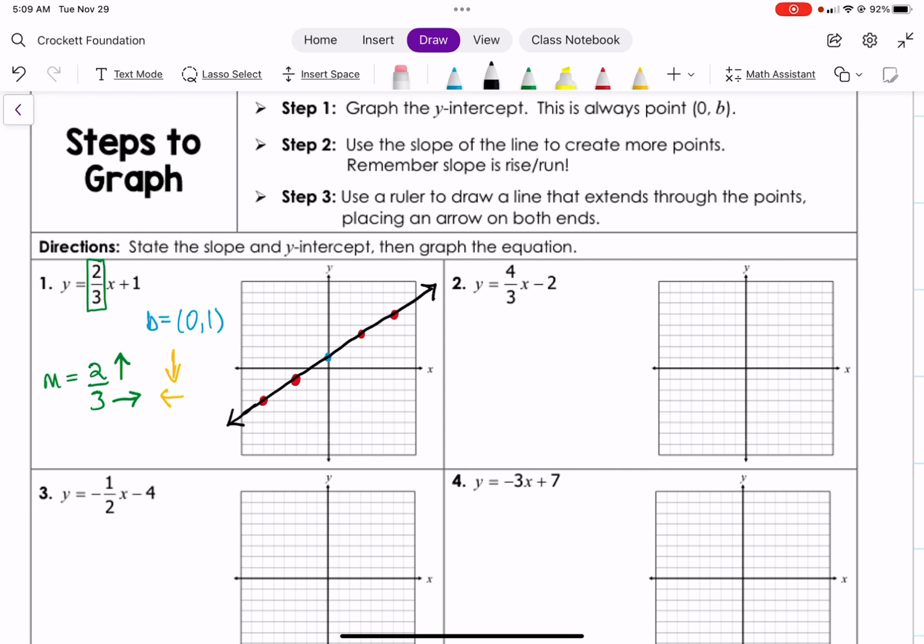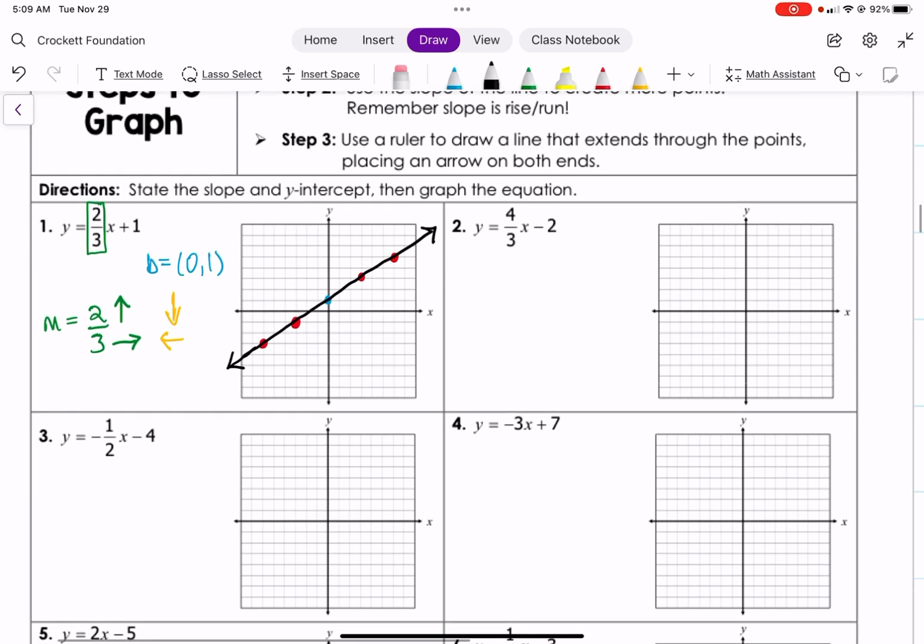Let's take a look at number 3, because number 3 actually gives us a negative slope here. But first, remember, we have to start with the y-intercept. Our y-intercept here is (0, -4). So on the y-axis at -4, I put a dot.